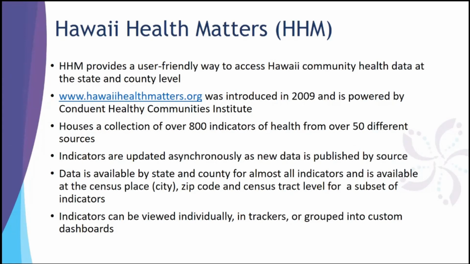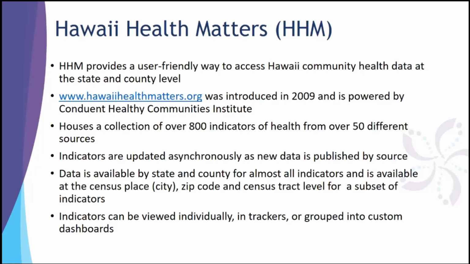The website is built on a platform that's maintained by Conduent Healthy Communities Institute, and they provide infrastructure and maintain some of the indicators. We maintain the bulk of the indicators on the site. HHM houses over 800 different health indicators from 50 different sources, and it includes a subset of data that is collected in Hawaii by the Department of Health and made available through the IBIS system in hhdw.org, but it also includes Hawaii data from a variety of other data sources.